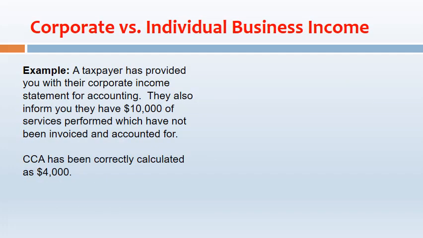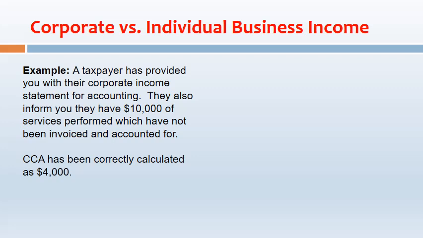Now we'll take a look at how a corporation would generally prepare their net business income statement for tax purposes. It's a little bit different than how an individual does it. Again, the corporation would complete a T2 tax return, and in specific, they would complete what's called a Schedule 1, where we start off with accounting income and then reconcile that to net income for tax purposes.